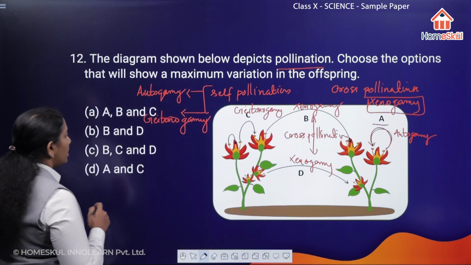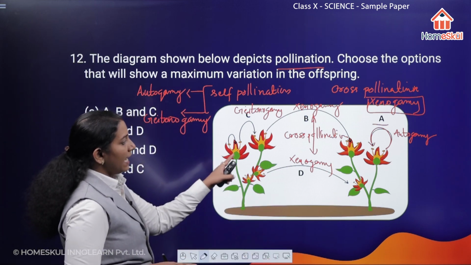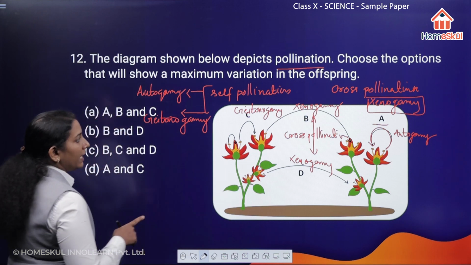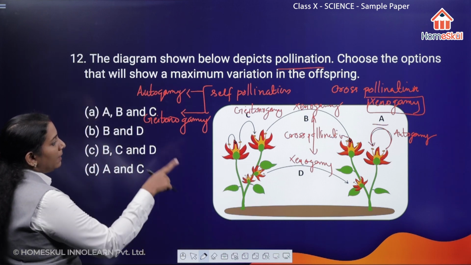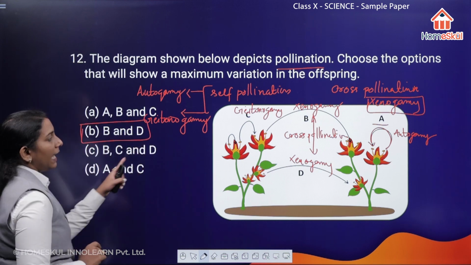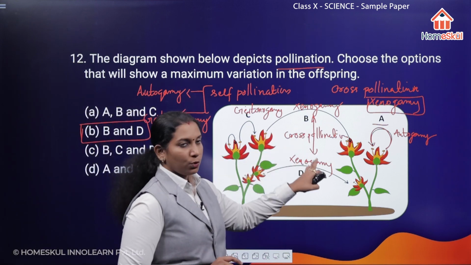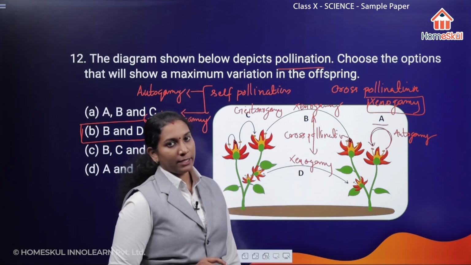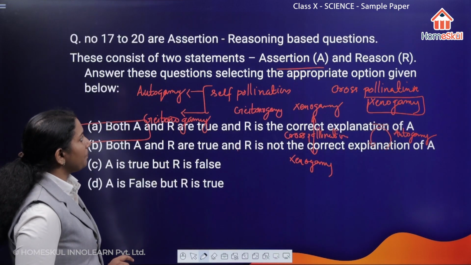Okay, so in A, B, C and D, in which one can you expect more variation? In B and D. So you can choose the option B as B and D. B and D are both cross-pollination, xenogamy. There you can expect more variation, right?